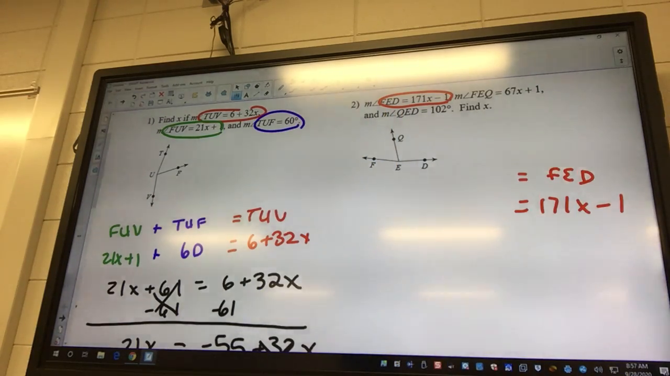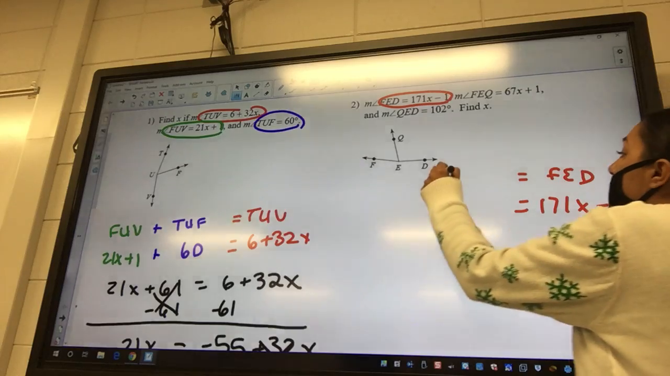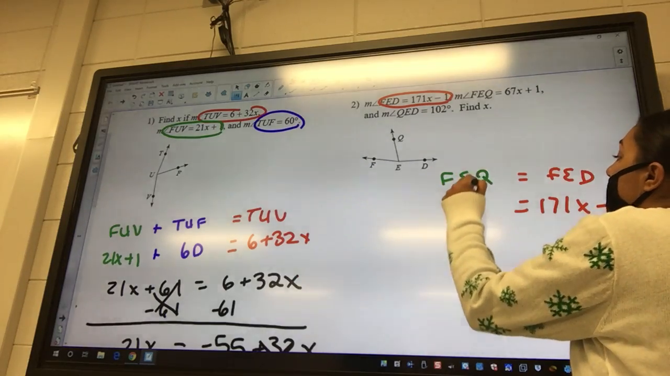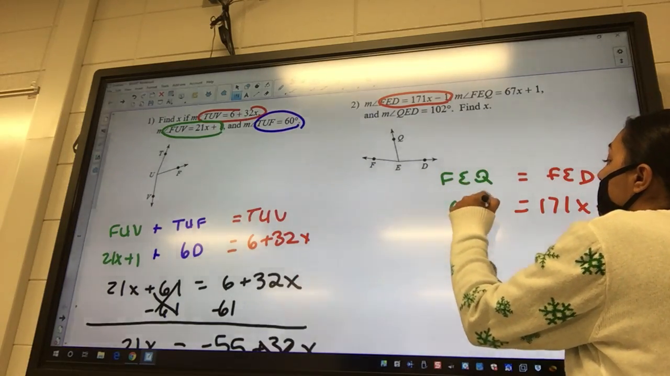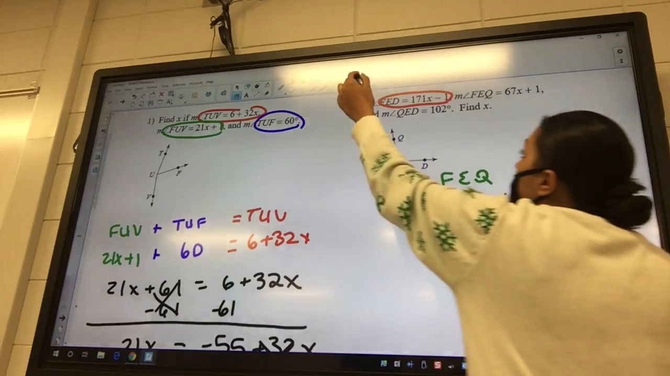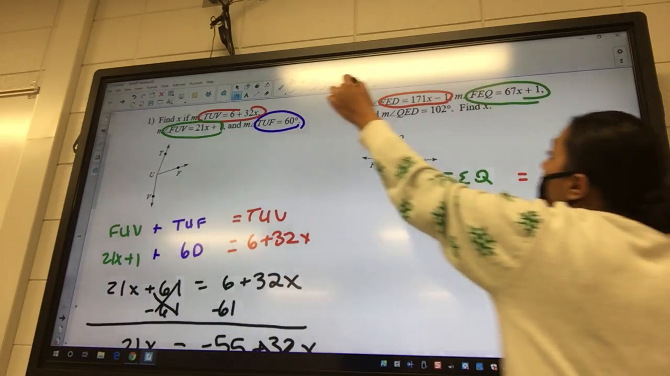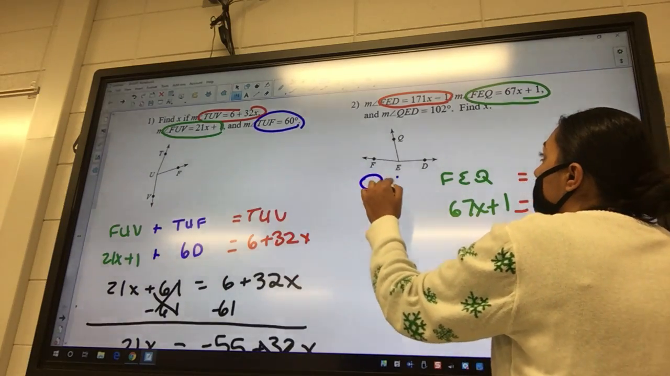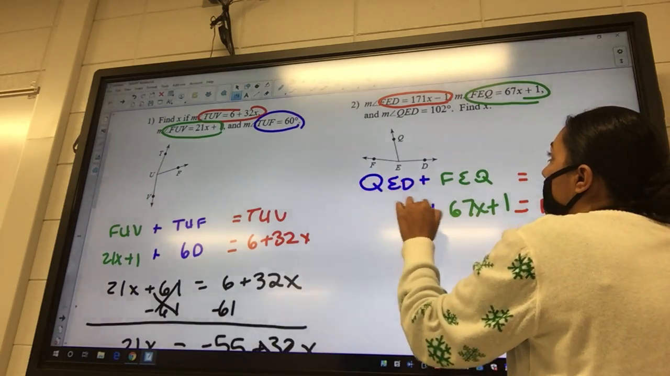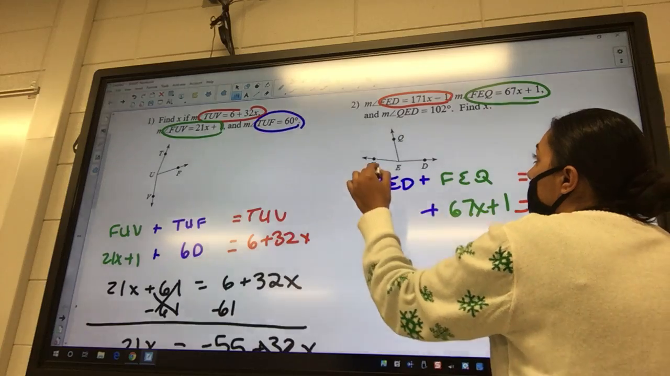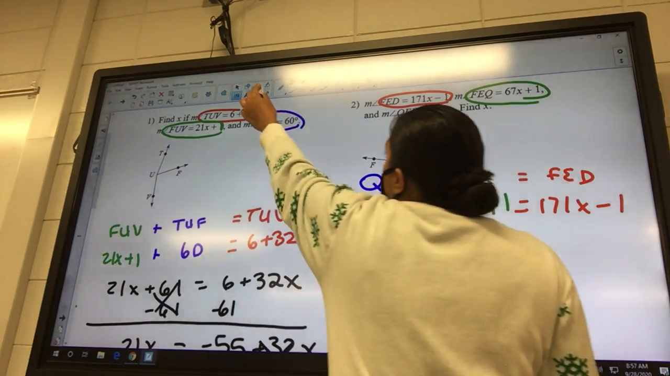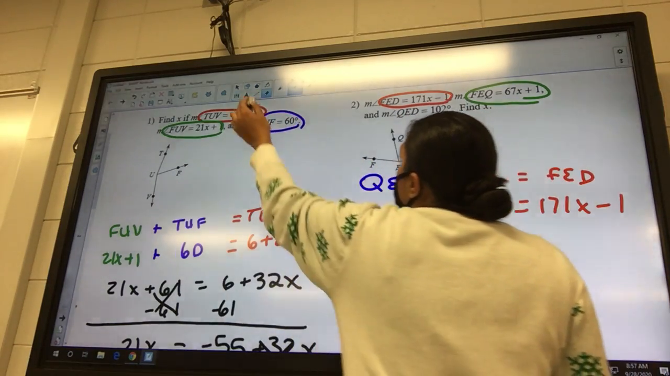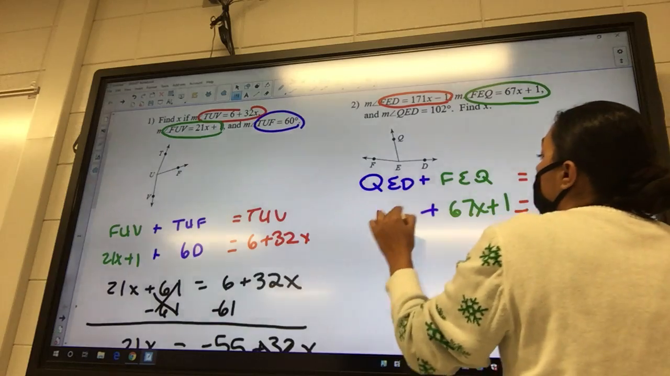FEQ, is that a little one or a big one? It's a little one, FEQ, and it's 67x plus 1. And QED is 102. Little. QED. What's the vertex? E. E, perfect. Like an elephant, which is one of my favorite animals. 102.